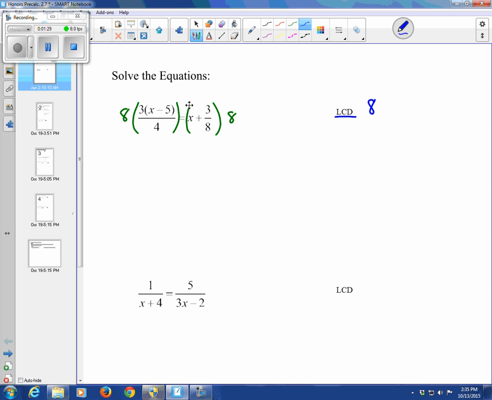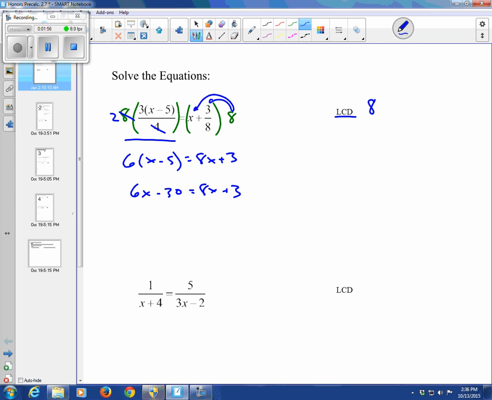When I multiply by 8 on this side, I've got a multiplication of 8 and a division of 4. Those things cancel, and I get a multiplication of 2, which is going to give me 6 times x minus 5. And right here, what we're going to have when we distribute that 8 into both of our terms is 8x, and then when we multiply 8 and 8/3, we are going to get plus 3. Now right here, we can go ahead and solve this guy. This is going to be 6x minus 30 equals 8x plus 3.